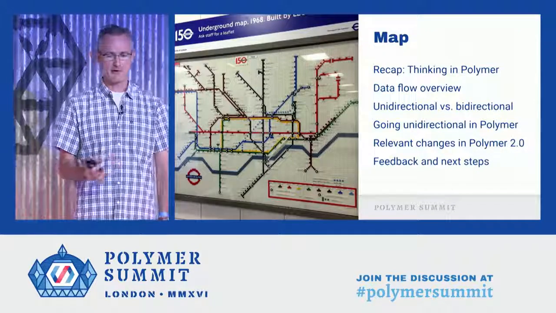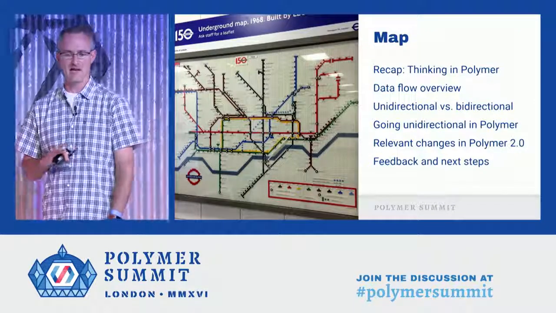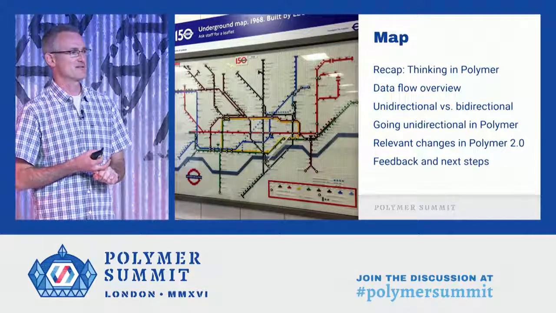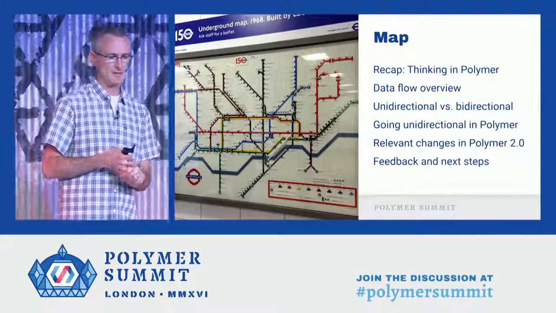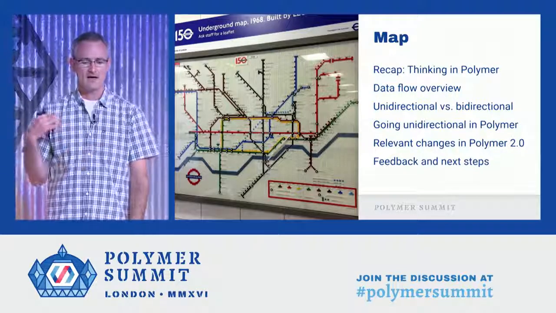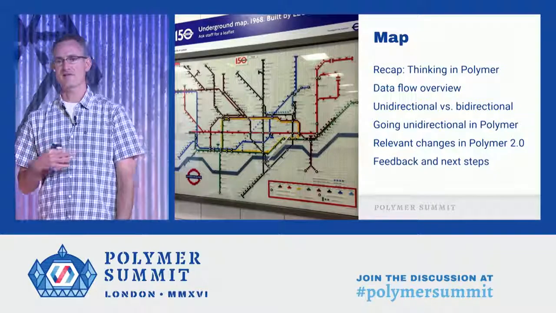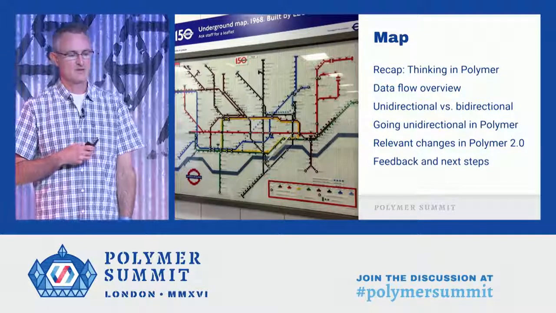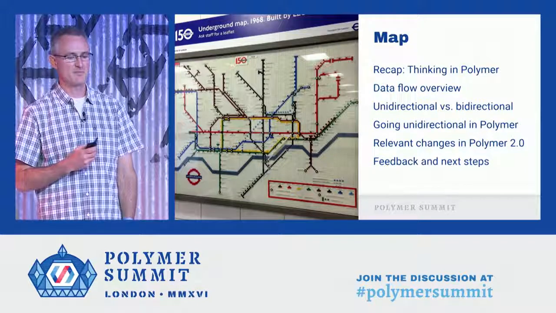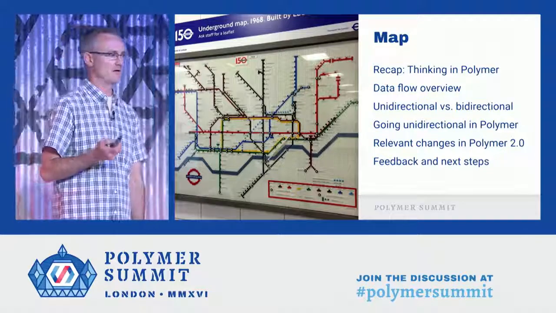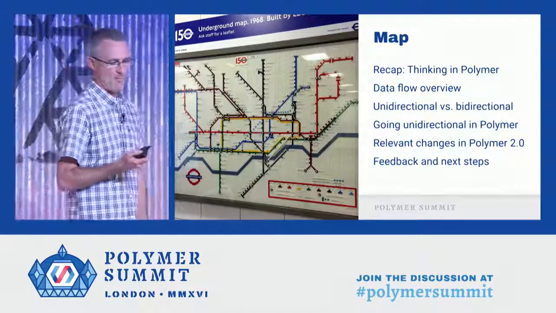Okay, so with that spoiler out of the way, let's take a quick look at how we'll spend the next 20 minutes. First, I'm going to spend some time recapping last year's Thinking in Polymer talk, with a focus on the aspects that are most relevant to data flow. And then we'll be into the meat of our agenda, reflecting on some key differences between building elements and building apps, exploring some trade-offs between unidirectional and bidirectional flow, and then touching again on a few of the changes that Rob mentioned around Polymer 2.0 in this area.